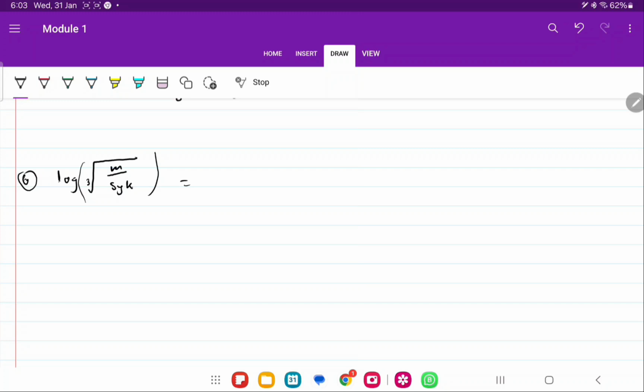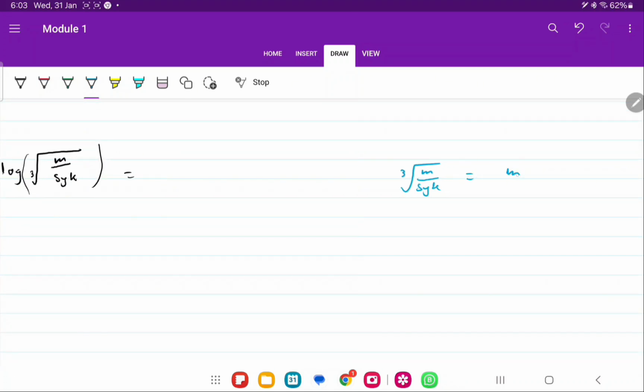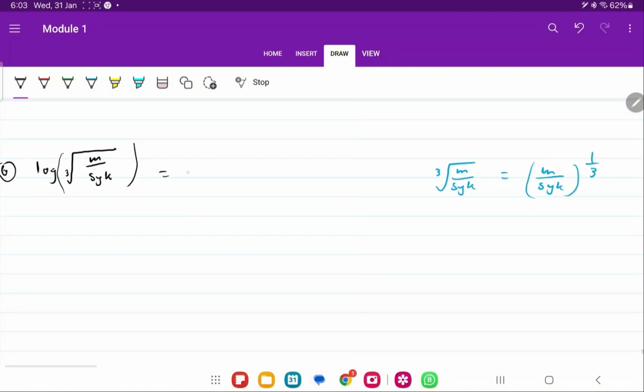Here I have the log of the cube root of m over syk. Remember that I can express the cube root of m over syk as m over syk all raised to the power of 1/3. So it simply means that this is the same as the log of m over syk all raised to the power of 1/3. Now I can bring down this 1/3 using the power law. That's going to give me 1/3 times the log of m over syk.